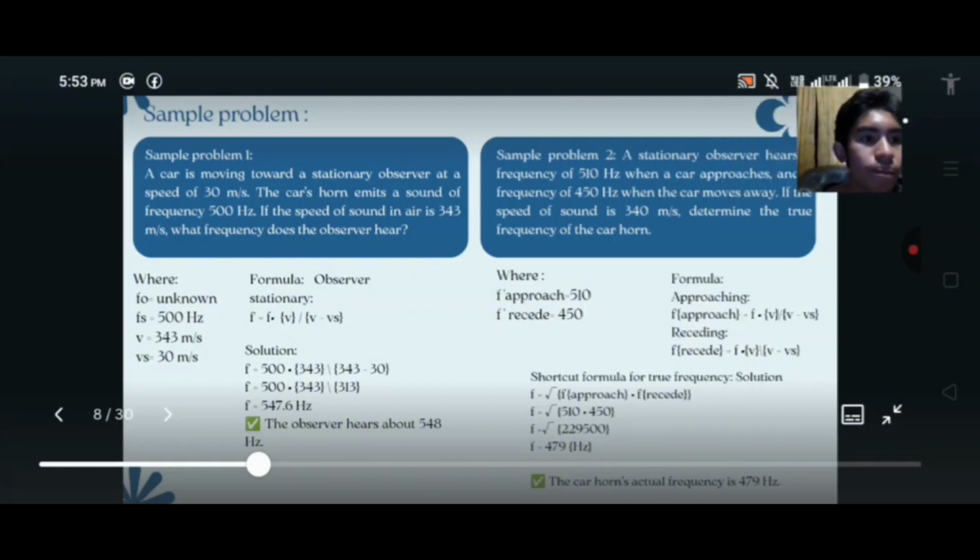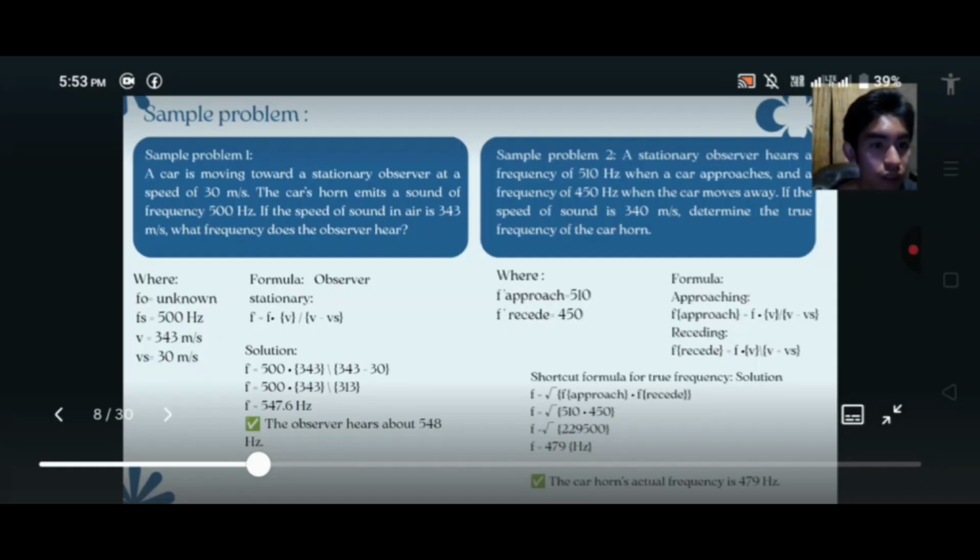Okay, sample problem 2. A stationary observer hears a frequency of 510 Hz when the car approaches and a frequency of 450 Hz when the car moves away. If the speed of the sound is 340 meters per second, determine the true frequency of the car horn. The approach frequency is 510, the recede frequency is 450. Formula: the approaching frequency is equal to F times V divided by V minus Vs. The receding frequency is equal to F times V divided by V plus Vs.